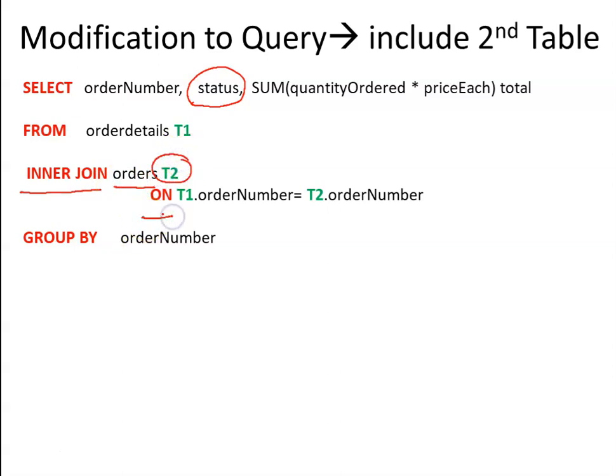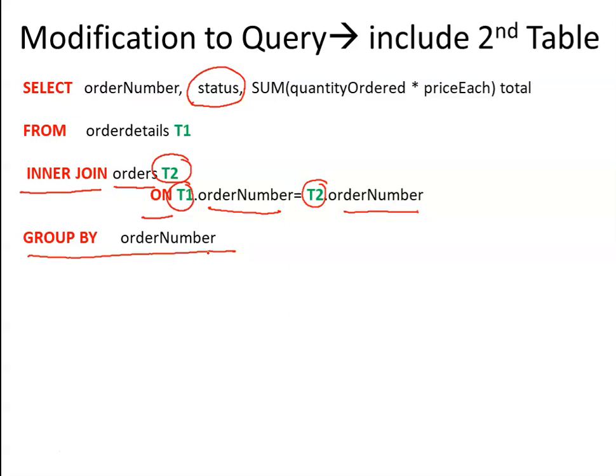On the join condition, order number from the order details table and order number from the orders table. If I had not specified these names T1 and T2, then I would have to use the original name of the table, that is order details.order number equals orders.order number, and then group them by order number.